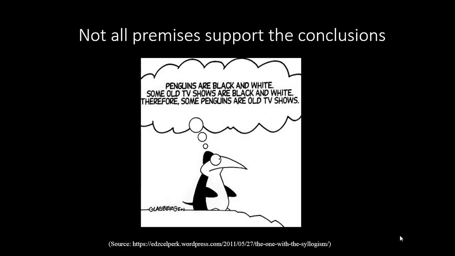So for instance, here's something that sounds like a syllogism, but it isn't. Penguins are black and white. Some old TV shows are black and white. Therefore, some penguins are old TV shows. Think of the Venn diagrams you might have studied in high school and the idea of the overlapping circles. Well, the premises here are correct. Penguins are black and white. That's true. Some old TV shows are black and white. But there's no overlap in those circles. There are no penguins who are old TV shows.